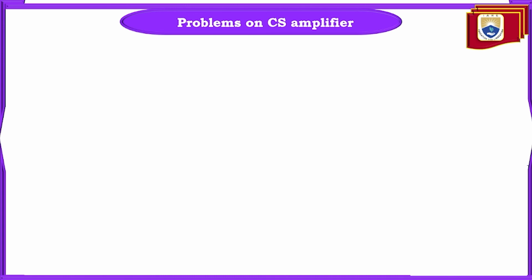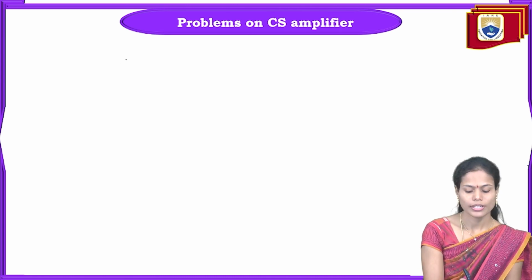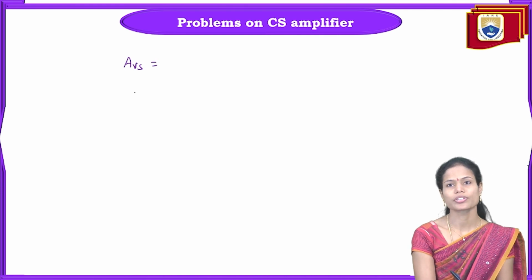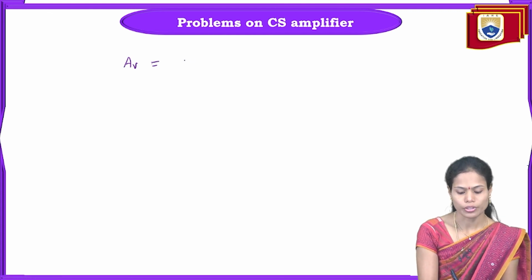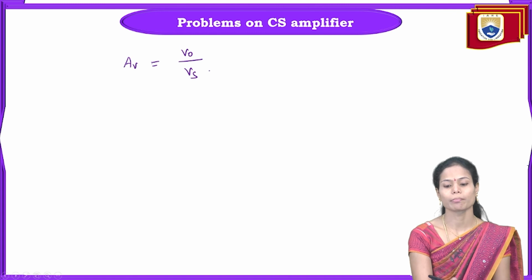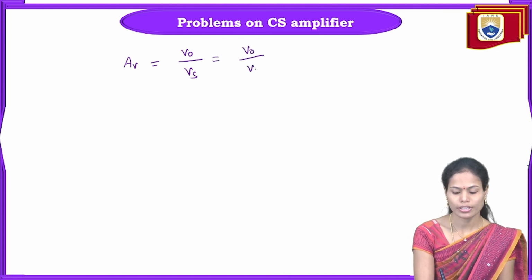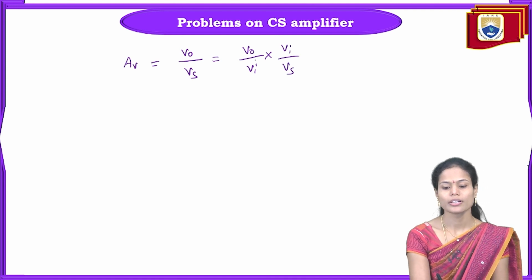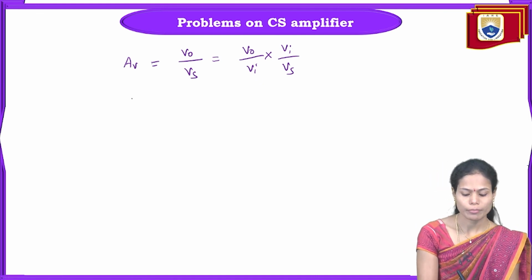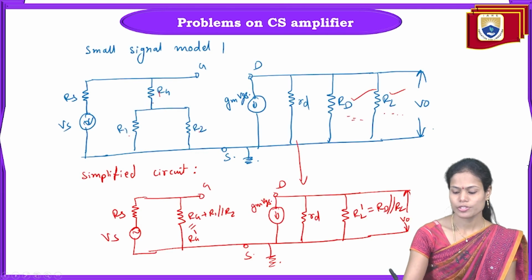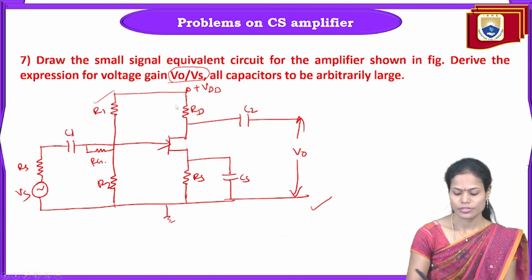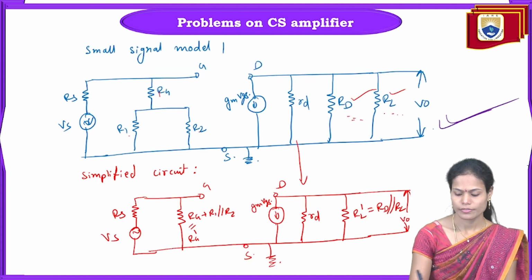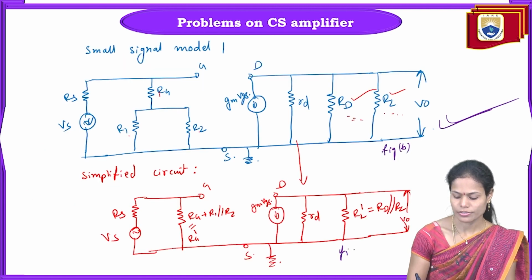From this simplified circuit, we can calculate the gain value. The overall voltage gain is AVS. First of all, I'll calculate only the voltage gain. AV equals output voltage by input voltage, V0 by Vs. So I can write it as V0 by Vi into Vi by Vs. Here V0 by Vi is nothing but the normal voltage gain. This Vi by Vs we need to calculate here. From this particular figure, this is figure A, this is figure B, and this is figure C.